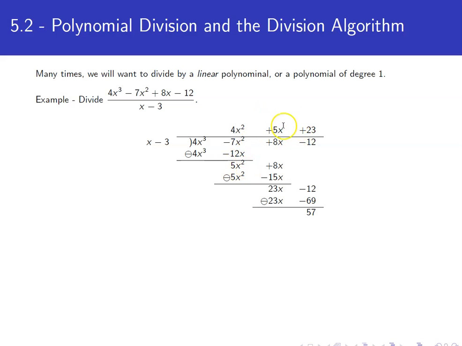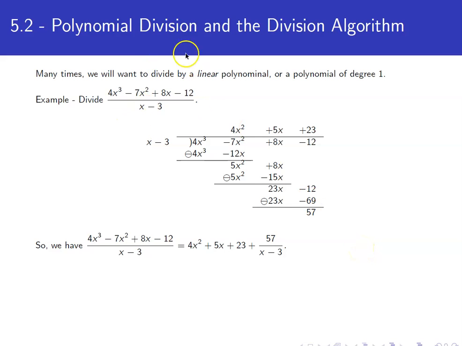Now ask yourself, what do I need to multiply x by to get 5x squared? Well, that would be 5x. Distribute through again. Subtract. What do I need to multiply x by to get 23x? Well, that would be a 23. Multiply through and subtract again. We end up with 57 at the very, very end.